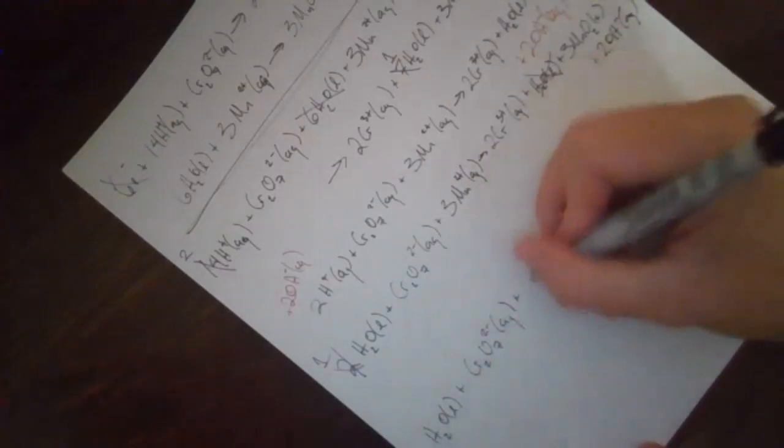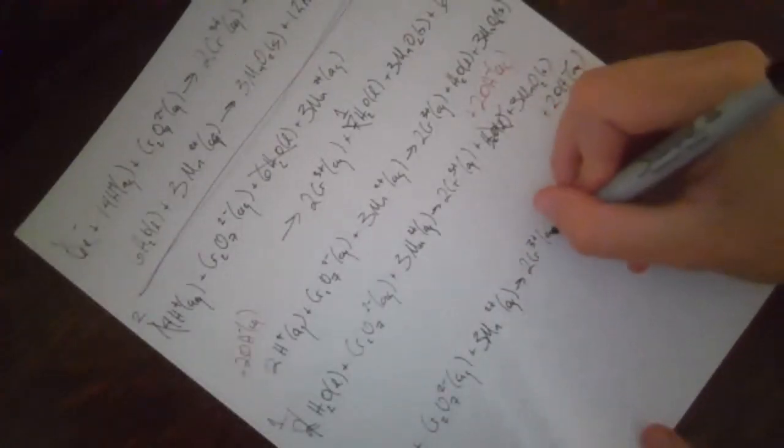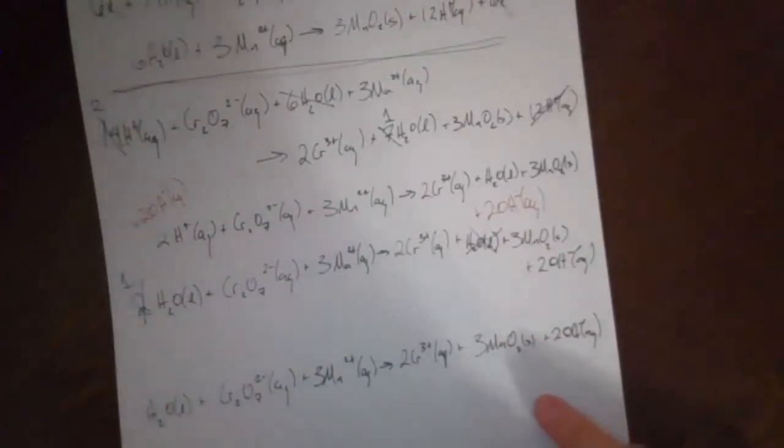So finally, we can get our answer. It is H2O liquid plus Cr2O7 2- aqueous plus 3 Mn2+ aqueous becomes 2 Cr3+ aqueous plus, no more waters, 3 MnO2 solid plus my 2 hydroxides. That is the balanced redox reaction for basic conditions.